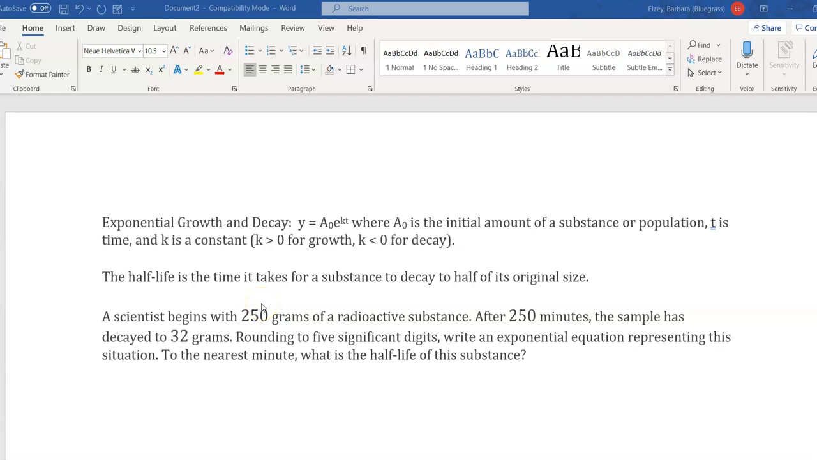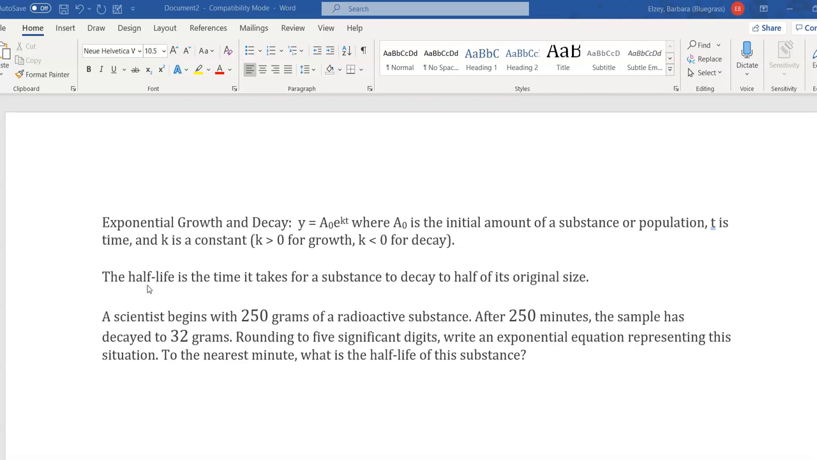Okay, so in the last video, we looked at a growth problem. Now we're going to look at a decay problem. But first, let's get an additional definition, half-life. The half-life is the time it takes for a substance to decay to half of its original size.